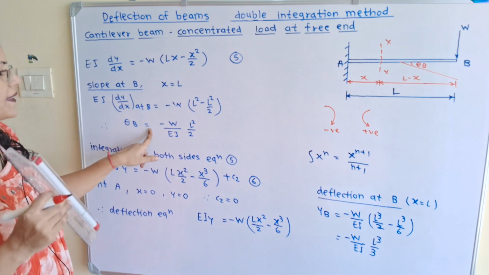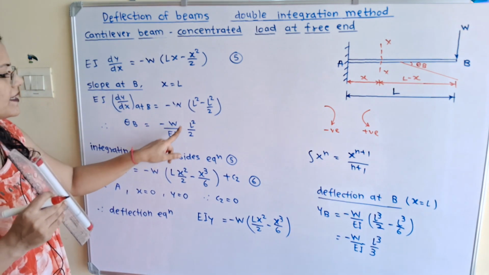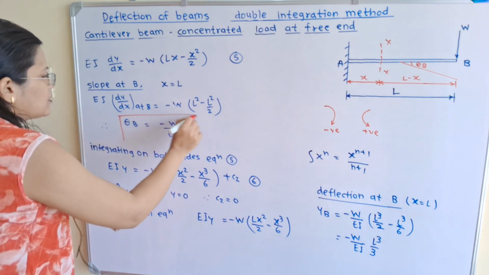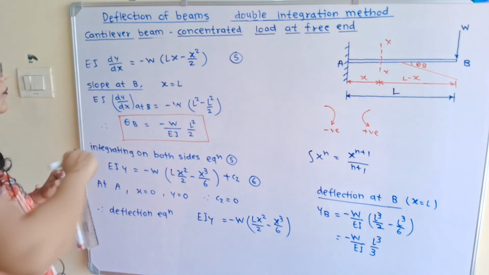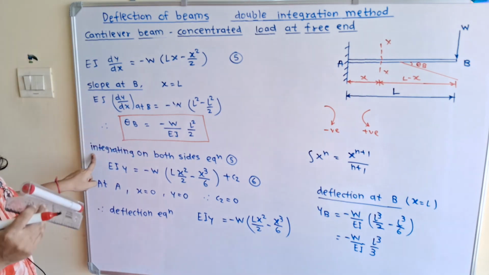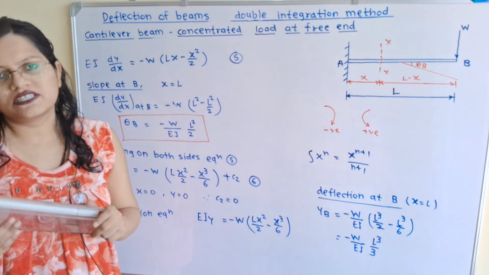Now this theta B is equal to minus W by EI into L square by 2. So this is the equation we will find out slope at B. So I will make the square. Now we will find out the deflection equation.